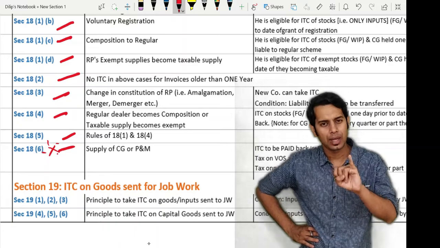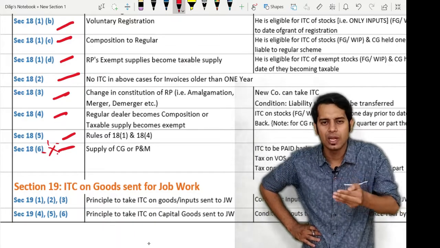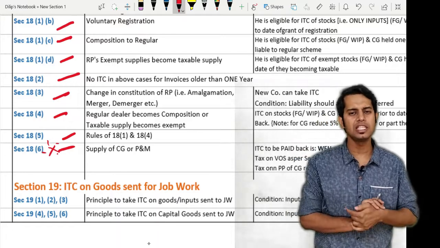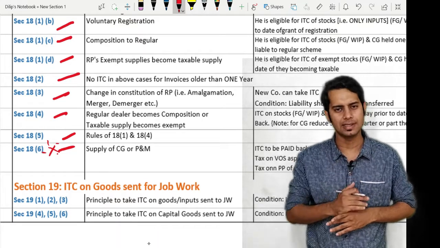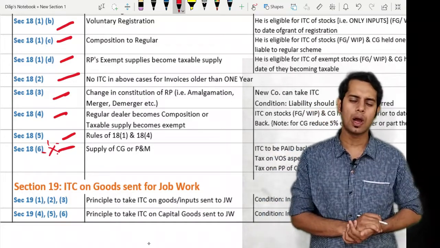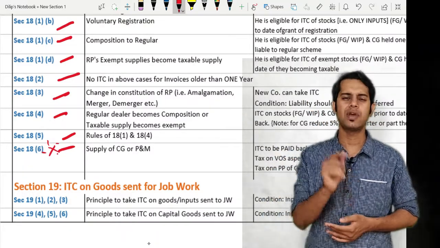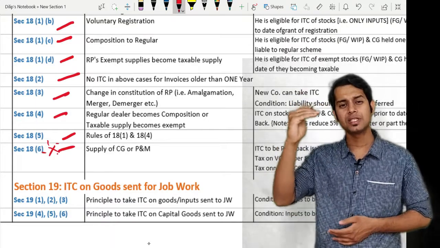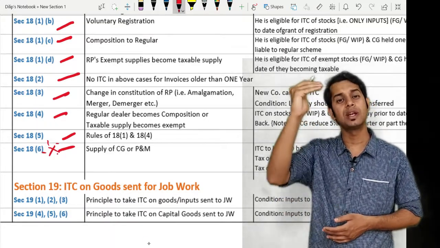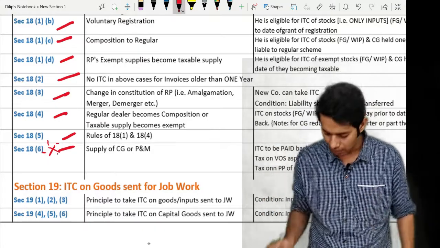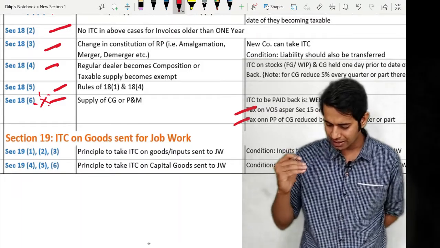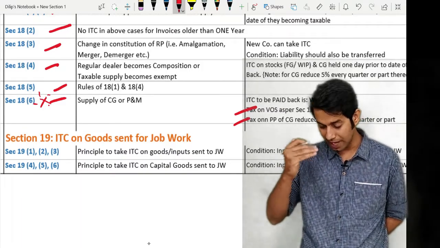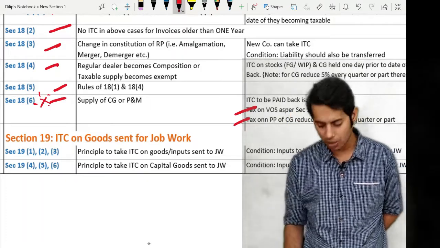18(6) is an important point, which says that if you are supplying or selling capital goods or plant and machinery, then ITC will have to be reversed by you. What ITC will be reversed? It is the tax calculated on the transaction value, or the ITC reduced by 5% per quarter or part thereof from the date of purchase till the date of sale, whichever is higher. That is, tax on value of supply under section 15, or tax on the purchase price of capital goods, whatever you have paid, reduced by 5% per quarter or part thereof.